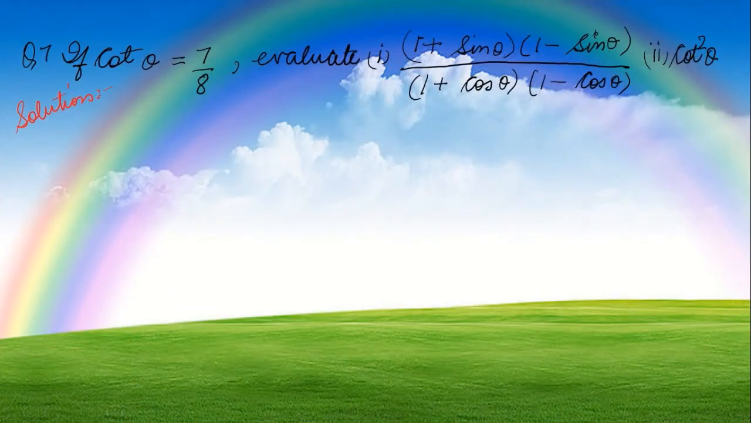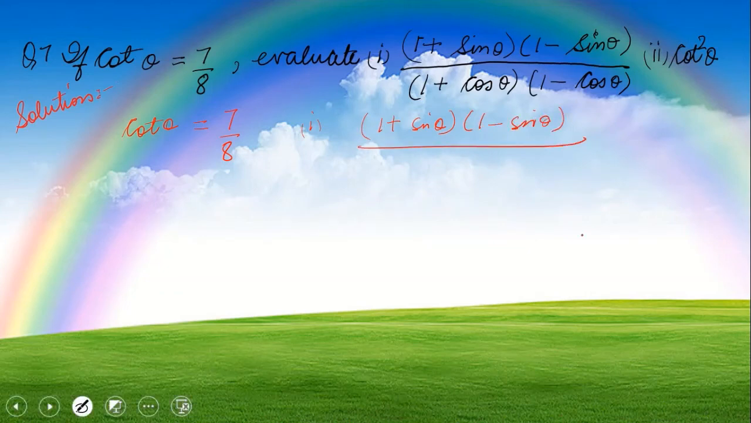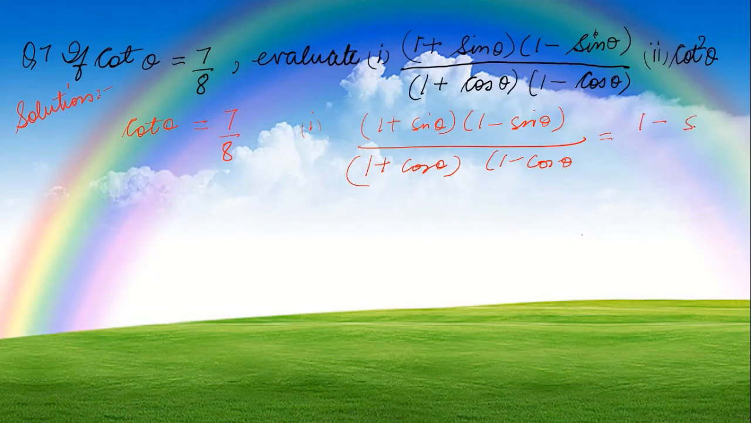Now after this, question number 7 is cot theta is 7 upon 8. Now we want to solve this. So the first part is 1 plus sine theta, 1 minus sine theta upon 1 plus cos theta, 1 minus cos theta. Now you can write this as a plus b and a minus b, so it will be 1 minus sine square theta, and you can write this as 1 minus cos square theta.